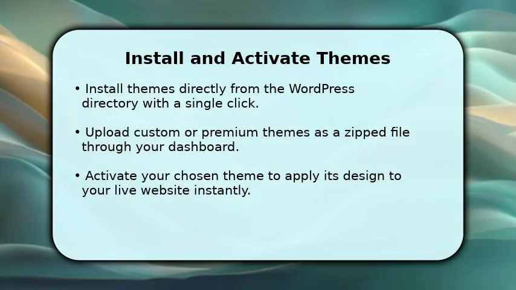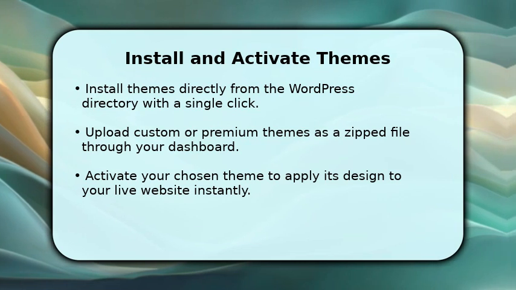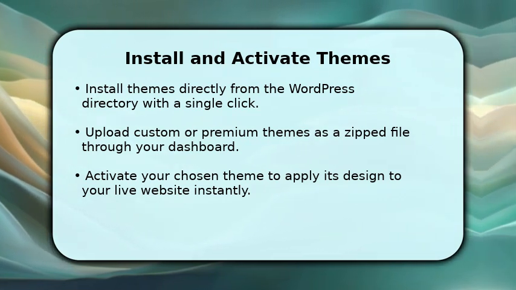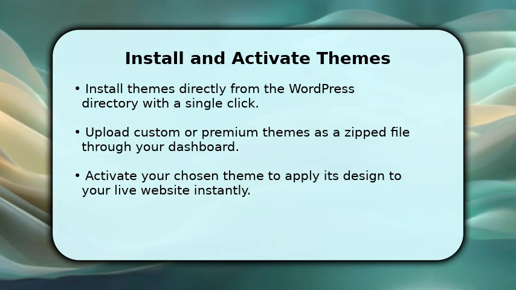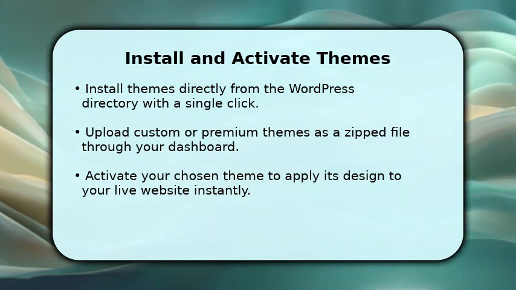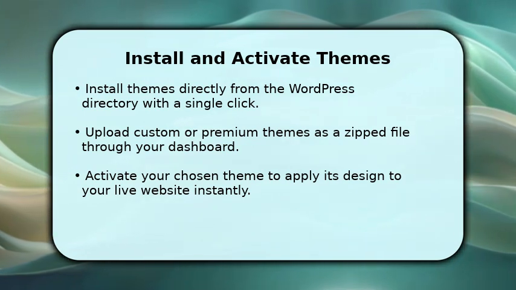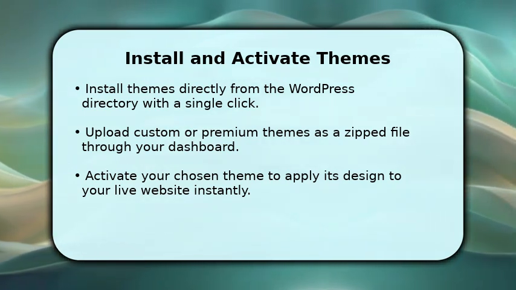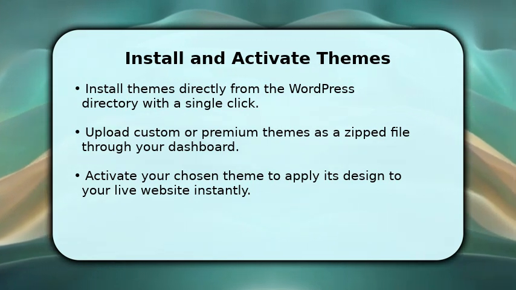Installing a new theme is quite straightforward. You can easily search and install free themes directly from your WordPress admin area under Appearance and then Themes. For premium themes, you'll typically upload a zipped file. Once installed, simply click the Activate button and your website will immediately transform with its new design. It's a quick process, usually taking less than 1 minute.